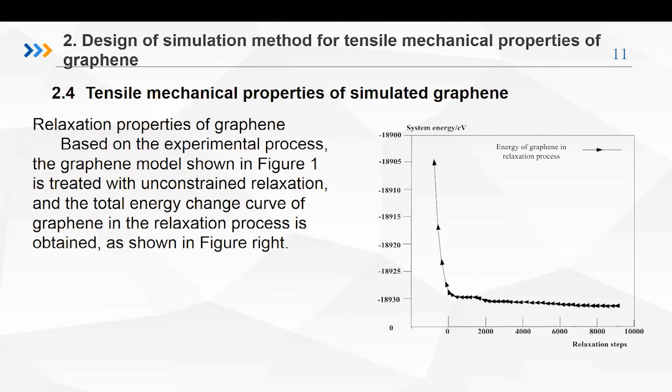Four, tensor mechanical properties of simulated graphene. Relaxation properties of graphene. Based on the experimental process, the graphene model shown in figure 1 is treated with unconstrained relaxation, and the total energy change curve of graphene in the relaxation progress is obtained, as shown in figure right.